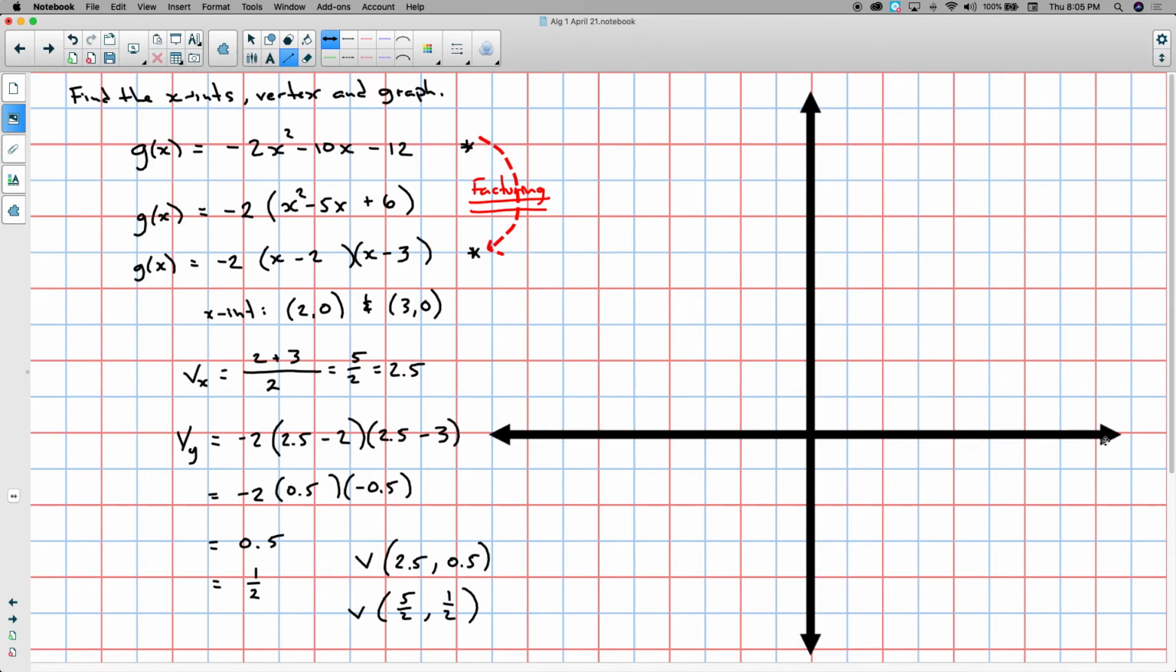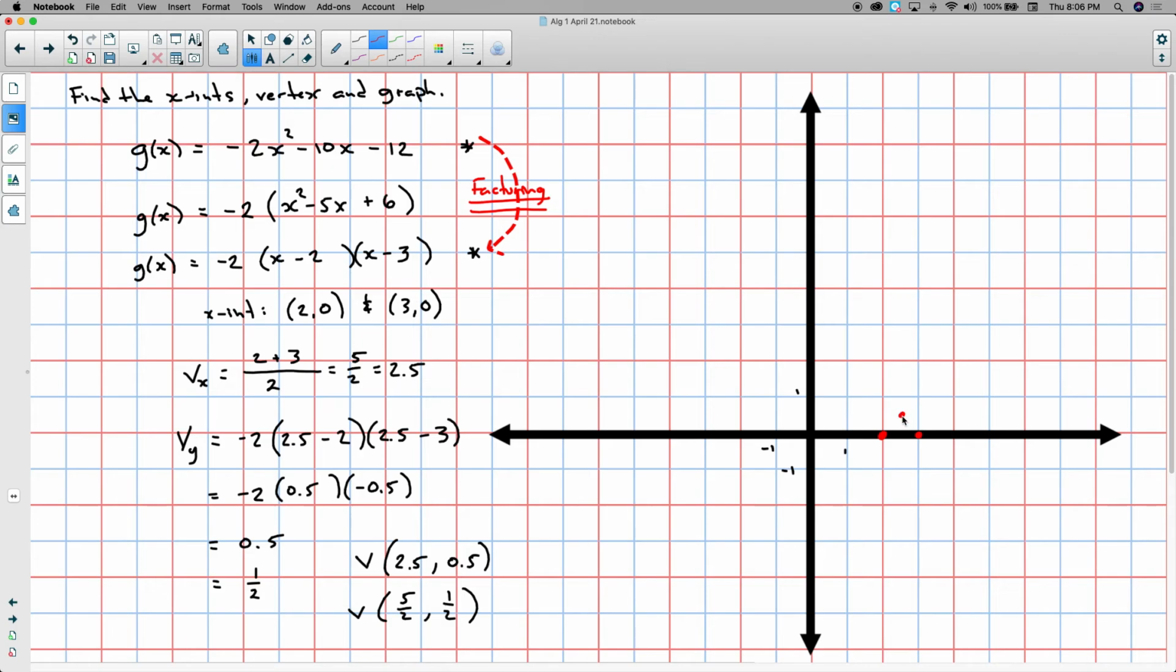Ooh, let's go with red on this one. 2, 0, 3, 0. Ooh, they're really close together. All right, now 2.5 makes sense because it's right down in between 2 and 3. So there's 2.5, and then it's up a half. So there's that one. I never did put a scale on here, so I should probably do that. That's 1, 1, -1, -1. So yeah, 2, 3, those are the x-intercepts. 2.5, 1/2, that's the vertex.